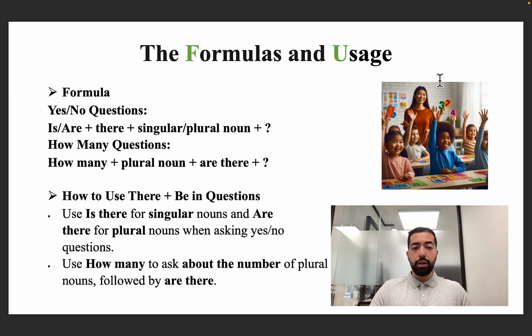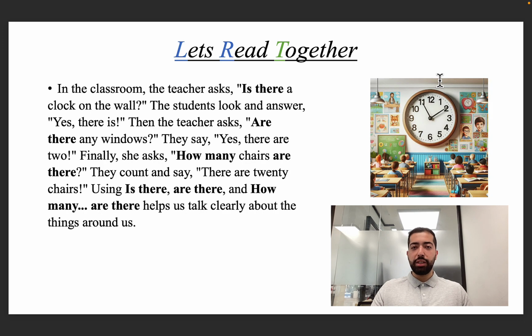Use is there for singular nouns and are there for plural nouns when asking yes/no questions. For example, is there a pen in your pencil case? Or are there pencils on the desk? Use how many to ask about the number of plural nouns, followed by are there. Let's read this text together.